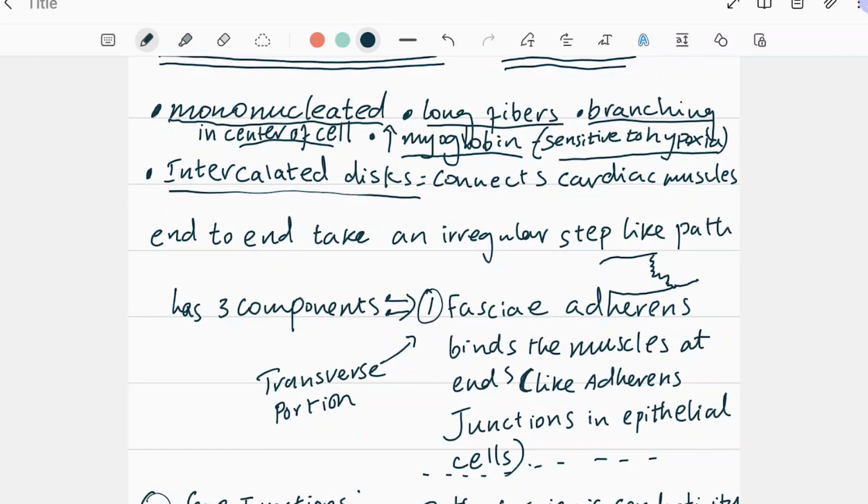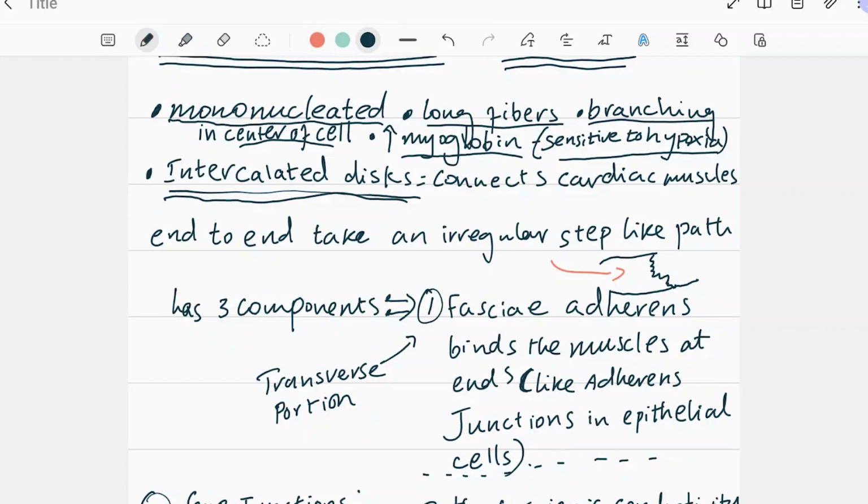And the other thing is, the cardiac muscle has something called intercalated discs. So what are these intercalated discs? They connect one cardiac muscle to the other cardiac muscle end to end. So if we look at this picture over here, it takes an irregular step-like path. Can you see over here where the arrow is pointing? It's like steps, but they are quite irregular, like a jagged face of a mountain in a way.